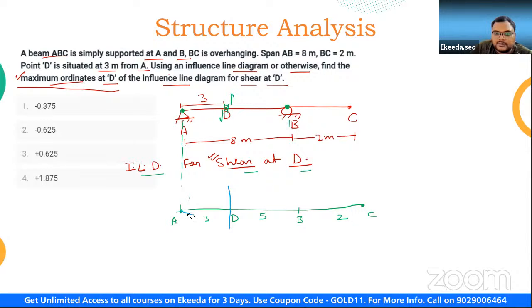So what is the option left? See here, how I am going to draw it? I am going to simply join it with a straight line, and similarly I am going to join it with a straight line. Now this is an overhang portion. So here at point C there will be some reaction. So it will come in the same slope, right? So it will be like this.